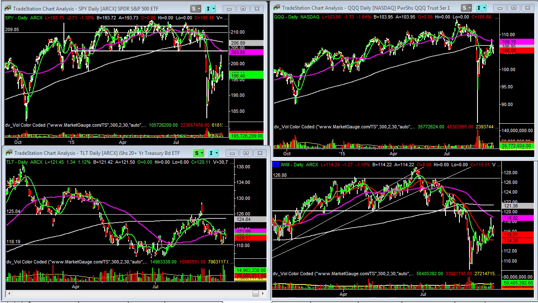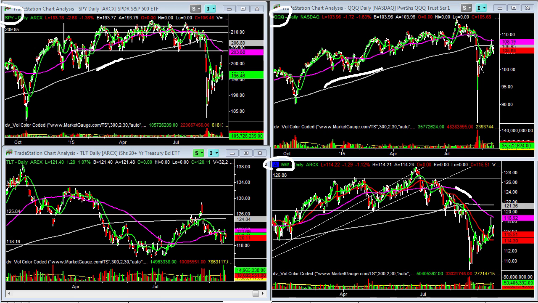So let's get back to why I'm describing this as the scariest part of this market, and the reason I haven't made these charts any bigger yet. In the upper right hand corner, we're looking at the Qs. In the upper left hand corner, we're looking at the SPYs. In the lower right hand corner, we're looking at the IWMs. The gray lines on these charts are the 200-day moving average, and the magenta line is the 50-day moving average.